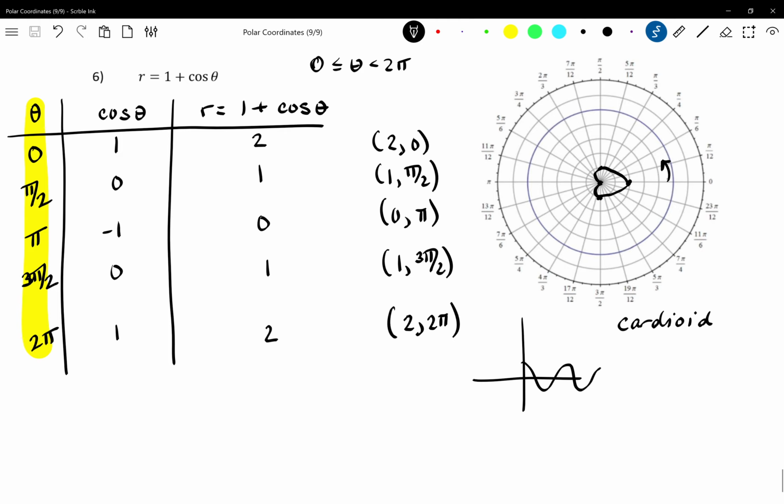So there's the graph of our cardioid, and that basically wraps up all of the polar equations that we're going to graph. So hopefully you found this helpful.